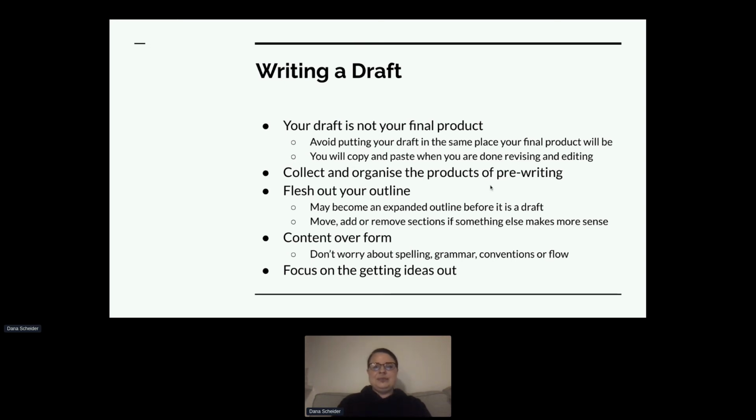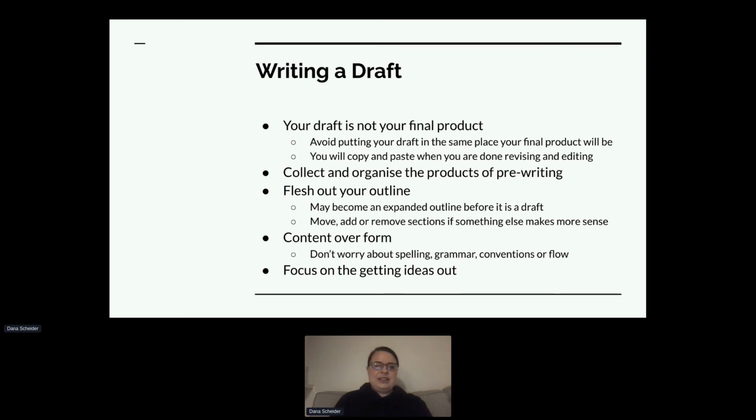So you want to collect and organize the things that you generated in the pre-writing phase, such as the outline. You want to flesh out the outline, and it may become an expanded outline before it becomes a draft. That happens especially with longer writing. You can move or add or remove sections.